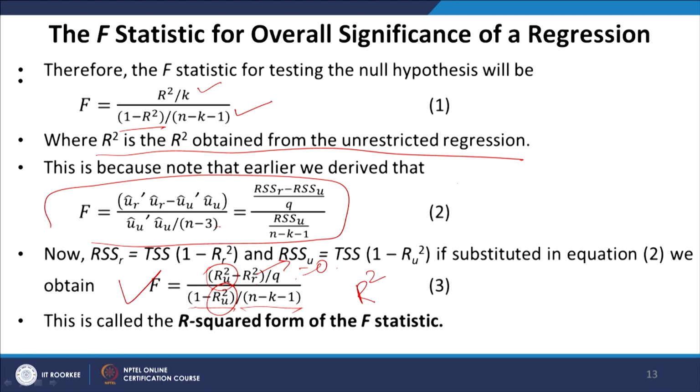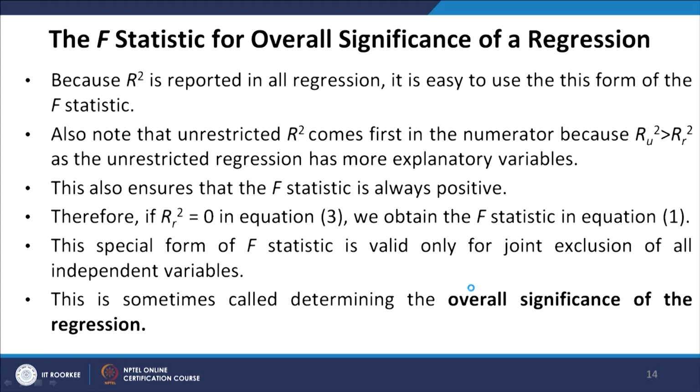So, you can see that these are actually all very similar. This thing we have already seen, from there we know this one, and finally, this can further be written as something like equation 3. Because R square is reported in all regressions, it is easy to use this form of the F statistic. Also note that the unrestricted R square comes first in the numerator, because RU square is greater than RR square, as the unrestricted regression has more explanatory variables. This also ensures that the F statistic is always positive.